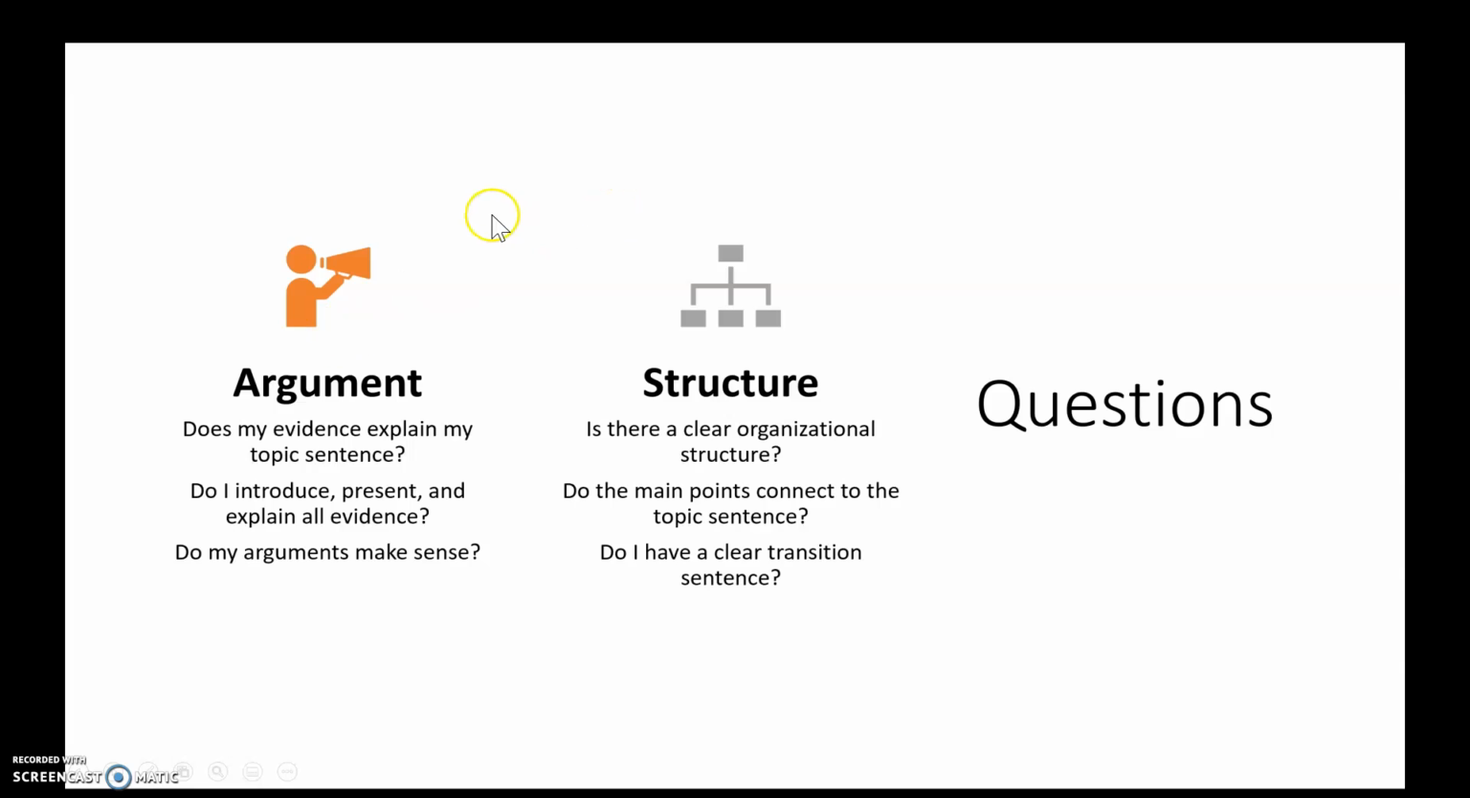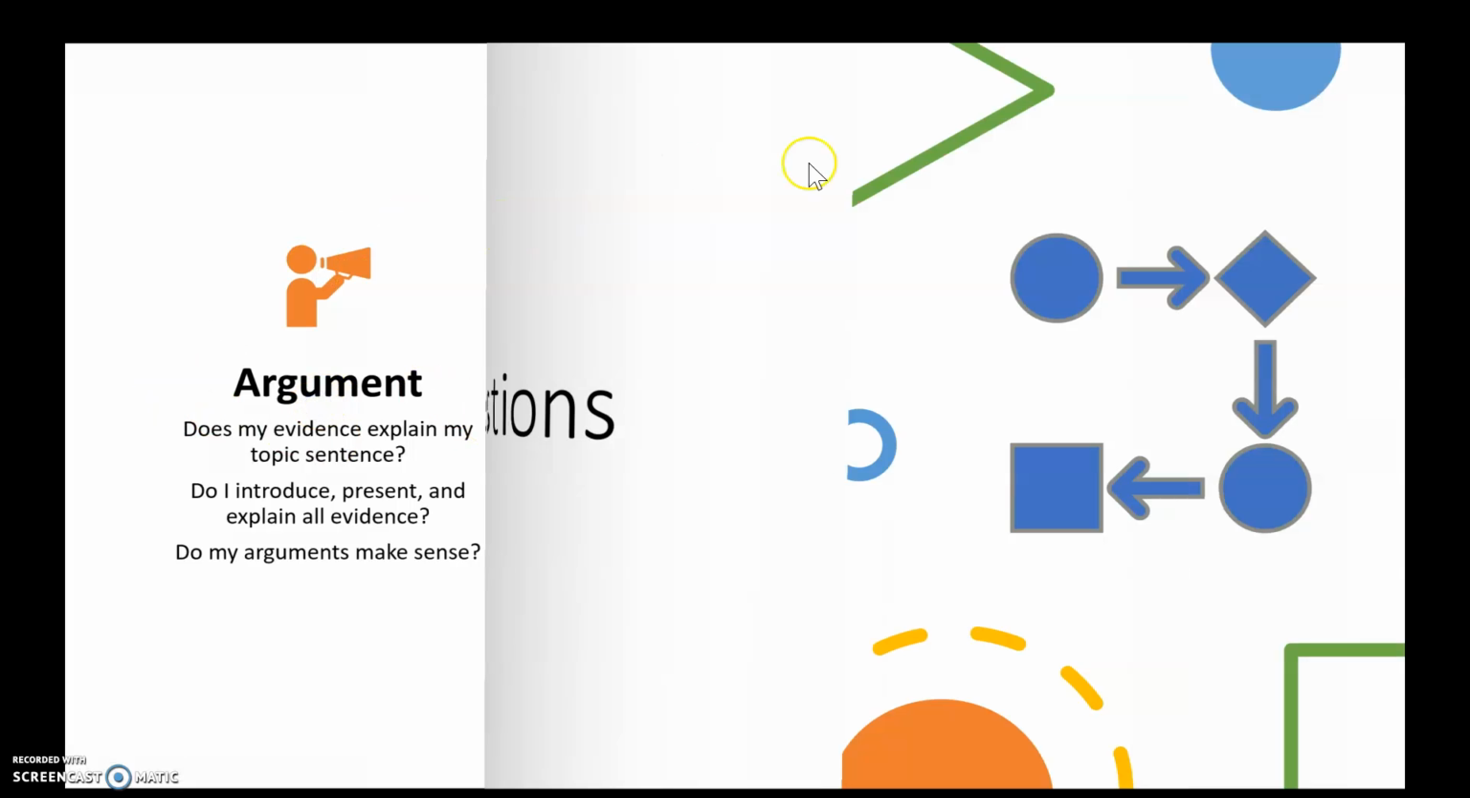So for your argument, does my evidence explain my topic sentence? In other words, does everything I say in the paper somehow relate back to that topic sentence? Do I introduce, present, and explain all of my evidence? And do my arguments make sense? And then for structure, is there a clear organizational structure? Do the main points connect to the topic sentence? And do I have a clear transition sentence?